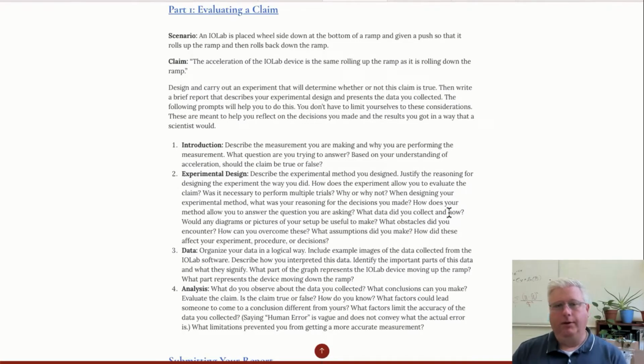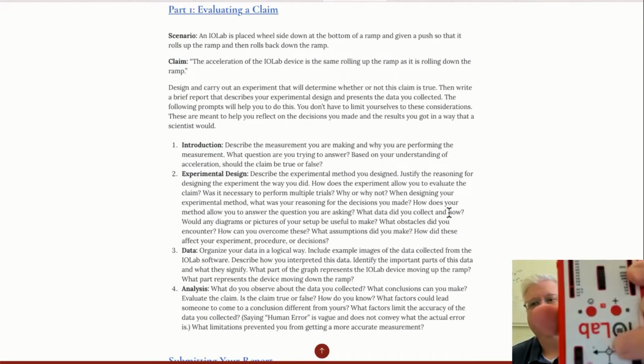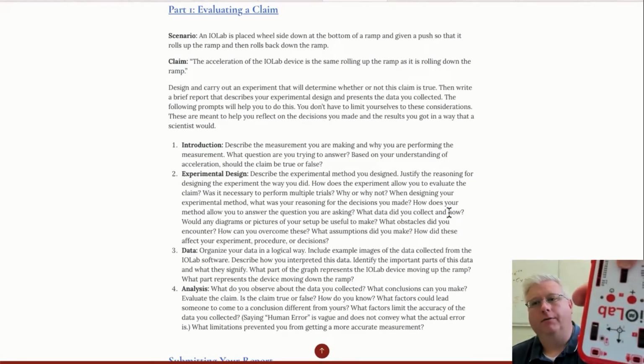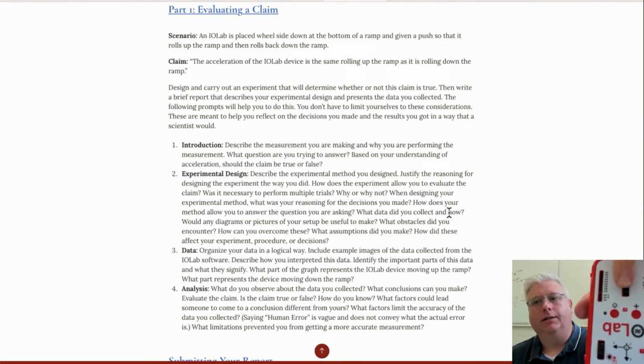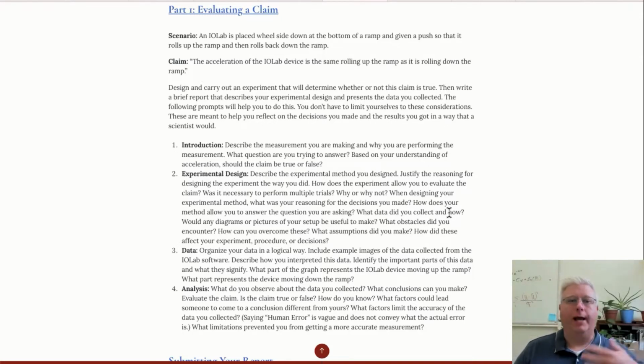Okay, so remember, you're going to do the IOLab with the wheel side down. You probably discovered in the first lab that there's a wheel sensor, and it's actually this one wheel here that measures position, and from that calculates velocity and acceleration. So you're going to want to make sure that the device is wheel side down. So you are going to have to use the wheel sensor, so make sure that you understood how to use that from the first lab.